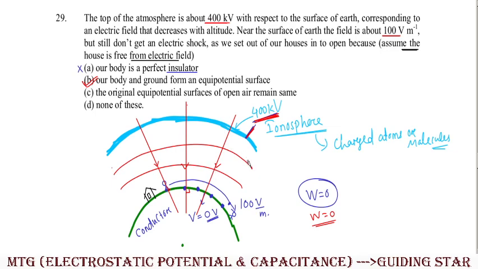A single layer will have the same potential, meaning any location on a single layer might have the same potential, but as we move from one layer to another layer, the potential will definitely change. Clear? So here it says the original equipotential surfaces of open air remain the same. That will be wrong. And option D says that none of the above three are correct, so this is also wrong. So option B will be the correct one.